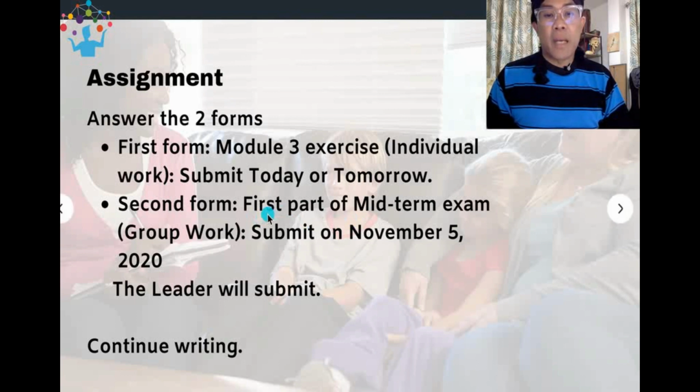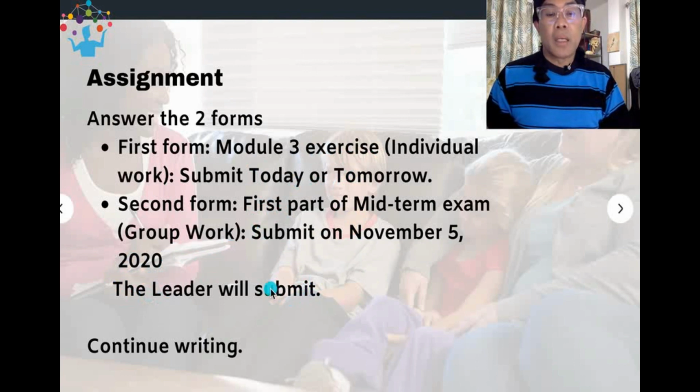The second form will be submitted on November 5, and the first form will be submitted today or tomorrow. The second form is group work, so the leader will be the one to submit the form.